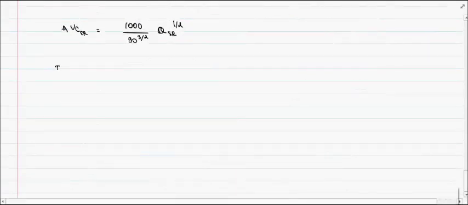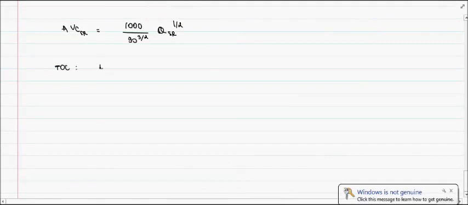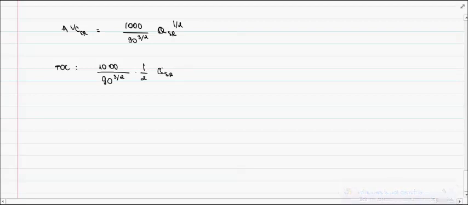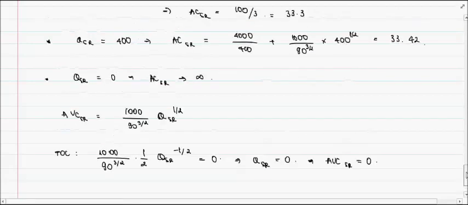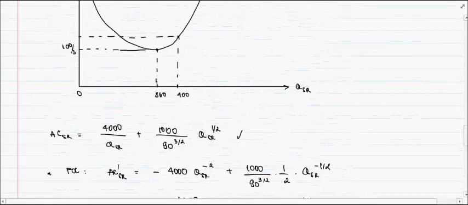As you can see, the first order condition for this one is straightforward. It's just going to be 1000 divided by 90 to the power 3 on 2, times a half Q short run to the power negative half, and that has to be equal to 0. This equation is equal to 0 when Q is equal to 0. And when Q is equal to 0, the average variable cost is going to be equal to 0, so we know that it is going through the origin over here.